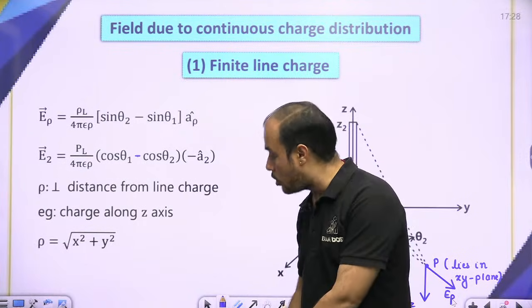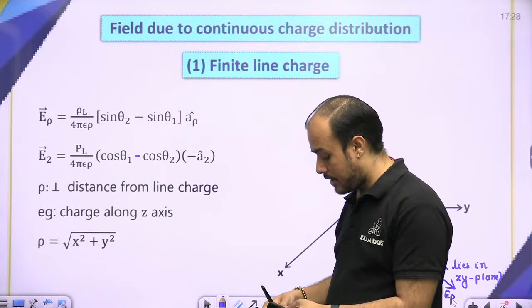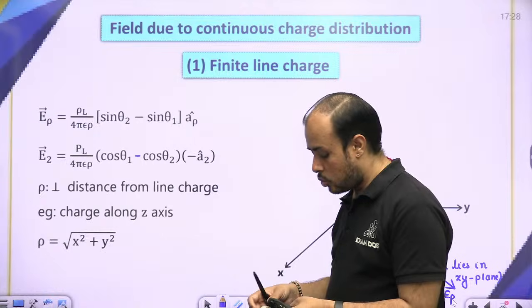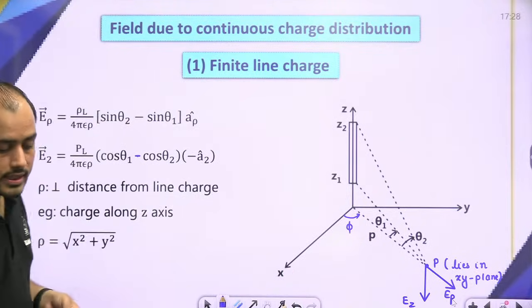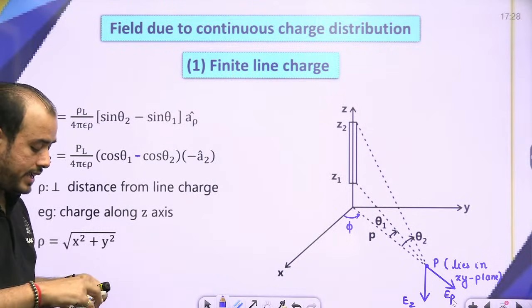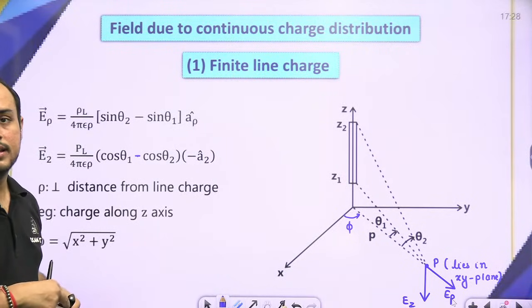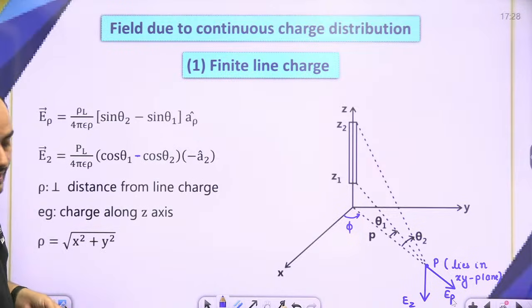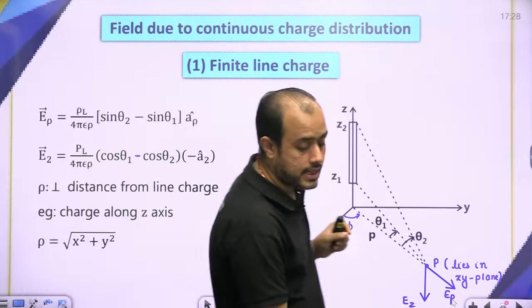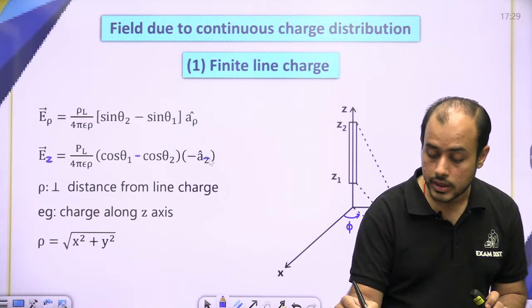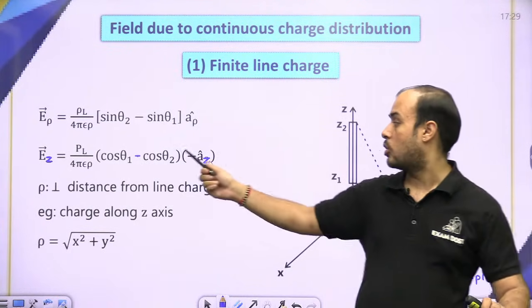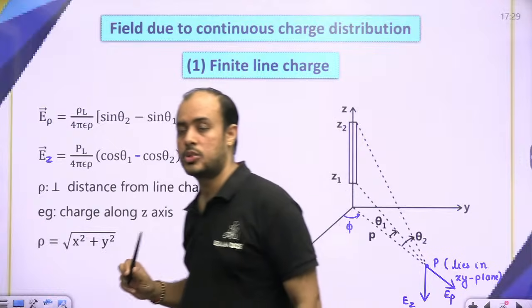Now this E rho component is rho L by 4 pi epsilon rho. Rho L is the line charge density. Rho is the distance in the XY plane of the point P. Then sin θ2 minus sin θ1. Because the Z component is vertically downward, so it is minus AZ. Here you have cos θ1 minus cos θ2.